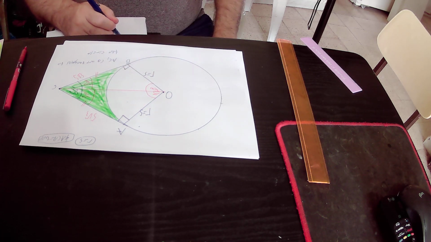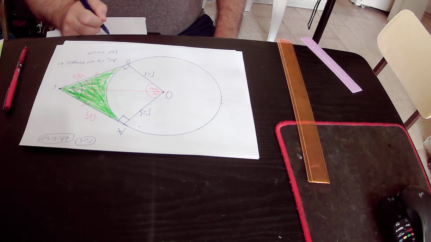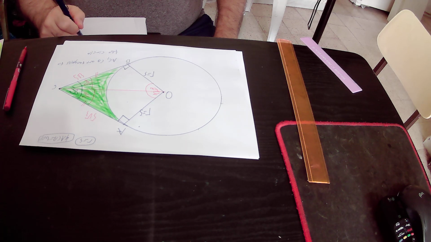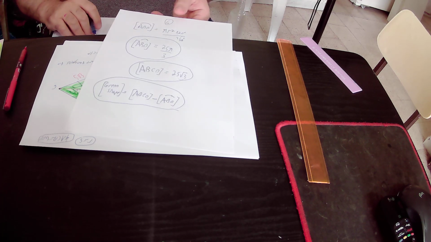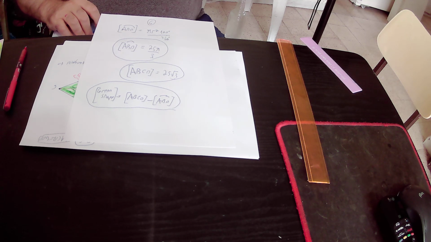The area of the green shape equals the area of quadrilateral ABCO minus the area of sector ABO.